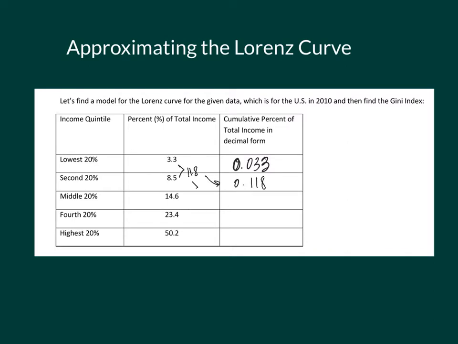Now when I add 14.6 plus 11.8 together, that's 26.4. So that goes in the next spot. And then when I add 26.4 and 23.4 together, we end up with 49.8, and that goes in this spot, 0.498. And last but not least, we should always end up with 100% or 1.0 for the total cumulative percent, because now we've got all 100% of the population.